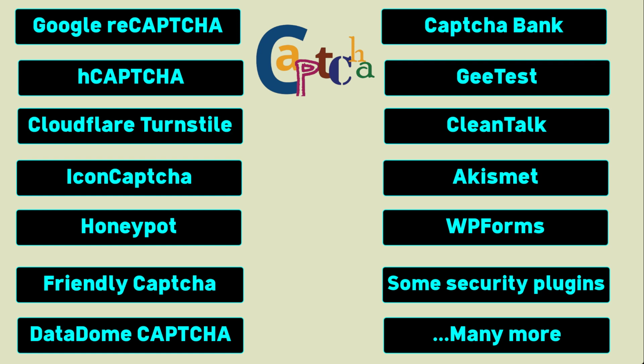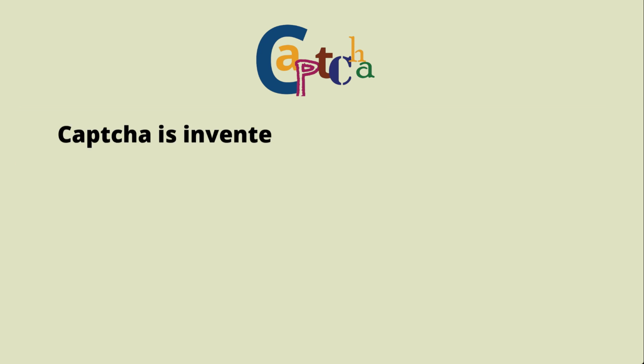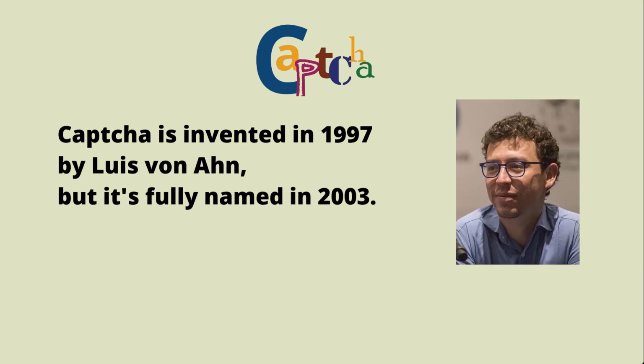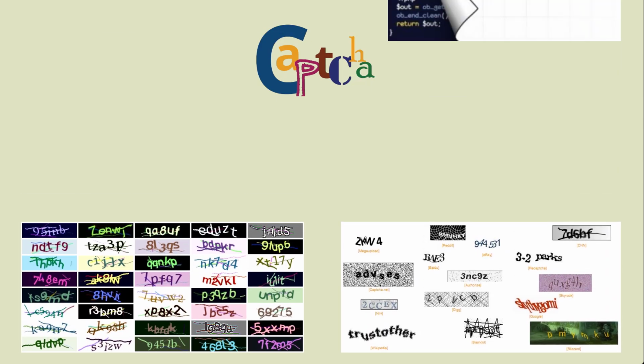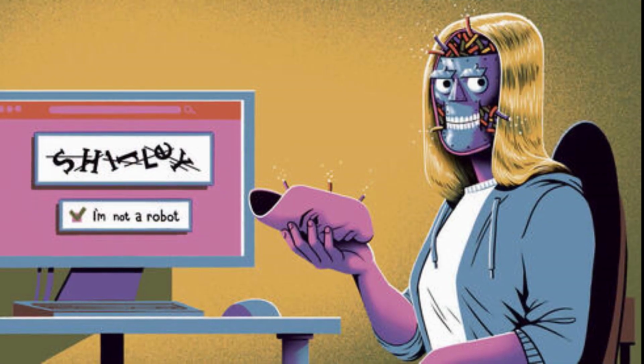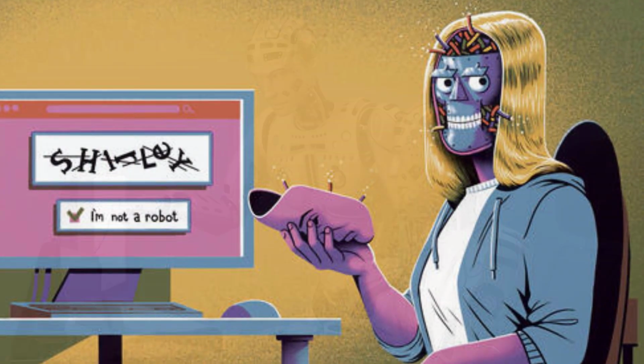CAPTCHA was invented in 1997 by Luis von Ahn, but it was formally named in 2003. In the early stage, CAPTCHA was like this: unaligned letters, rapid numbers, characters, simple calculations, fun games, etc. It was quite interruptive, time consuming, and hard for people who have visual disabilities. And also, day by day, robots were getting even more expert at solving CAPTCHA.